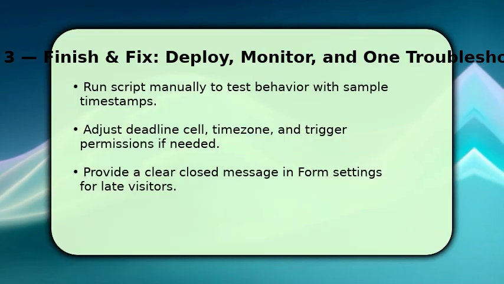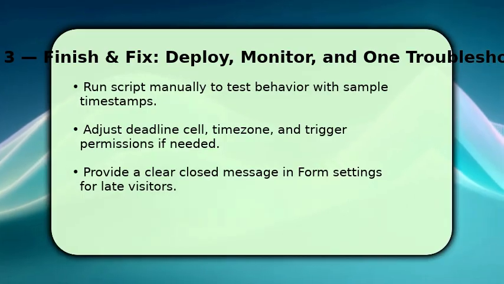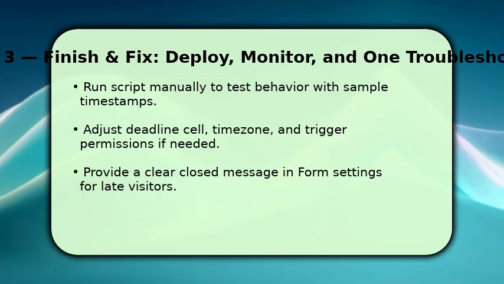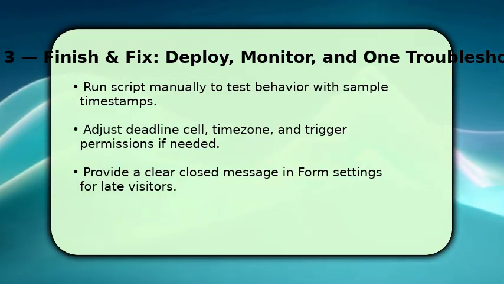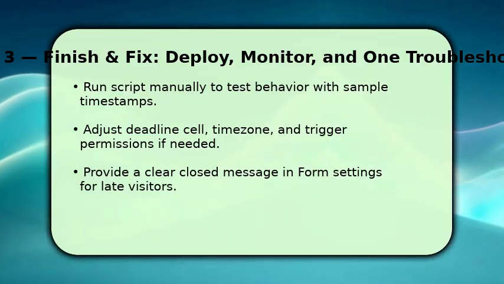Mismatches cause off-by-hours errors. Once satisfied, enable the trigger and update the form's confirmation message to explain why it's closed. If something goes wrong, check trigger permissions and the Apps Script execution log. Fixing those two items resolves most issues.